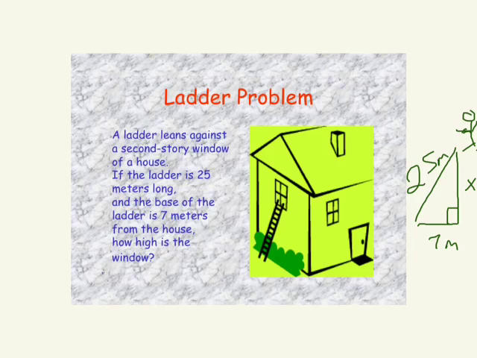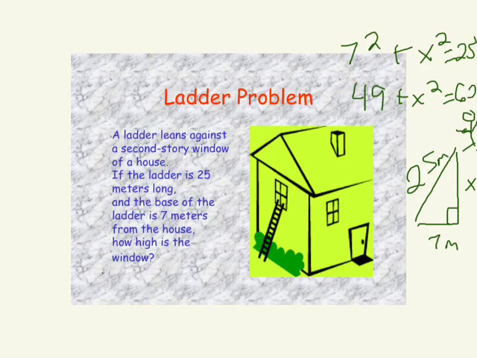With a ladder problem, a ladder leans against the window here. So what we're missing is a leg. So when we set up our Pythagorean theorem, we're going to have 7 squared plus x squared, or you could use b squared or a squared, it doesn't matter, is equal to your hypotenuse squared, which is 25 squared. So we all know that 7 squared is 49. So it'd be 49 plus x squared is equal to 25 squared. So then 25 squared would be 625 if you do that in your calculator.